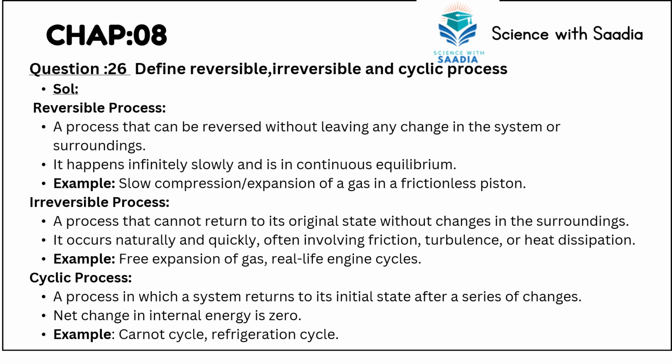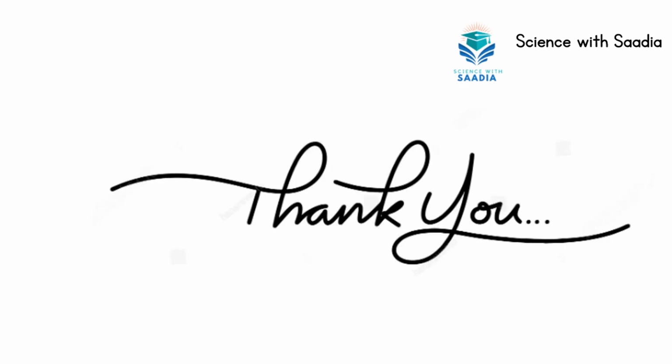Third, we have the cyclic process, which is a process in which a system returns to its initial state after a series of changes, and the net change in internal energy is zero. Examples of cyclic processes are the Carnot cycle and the refrigeration cycle. So with this, we are done with chapter number 8 conceptual questions.